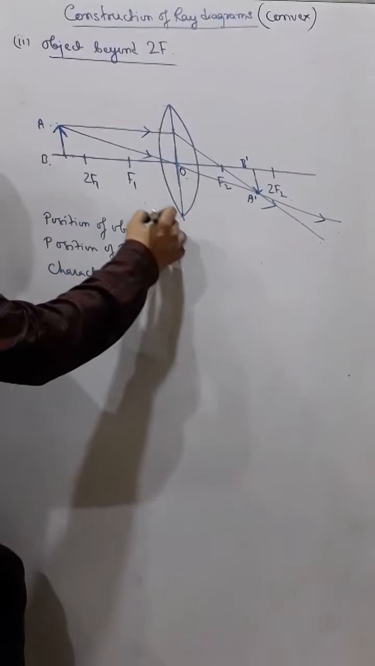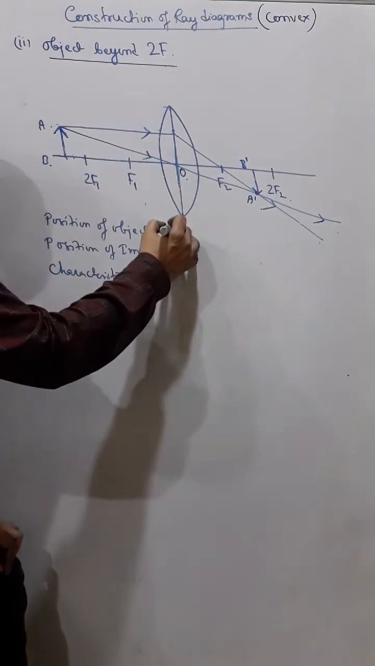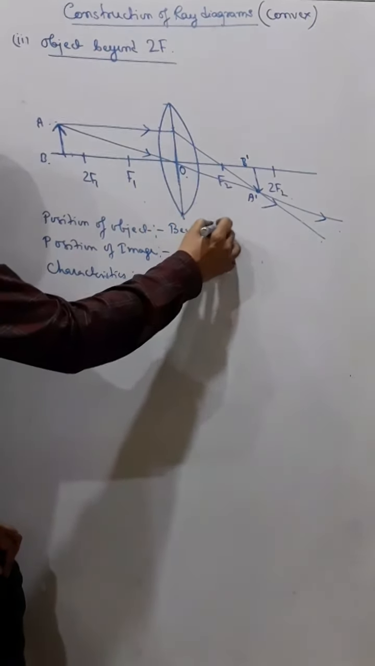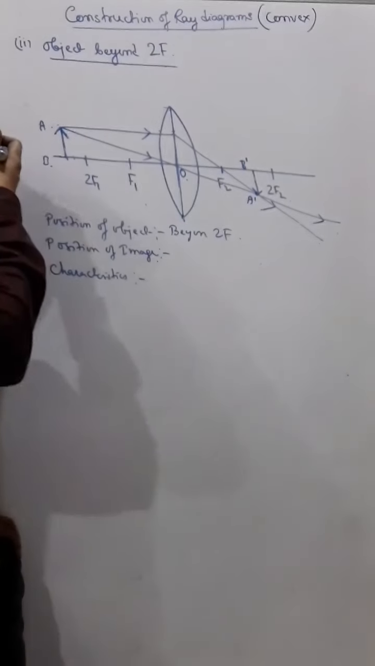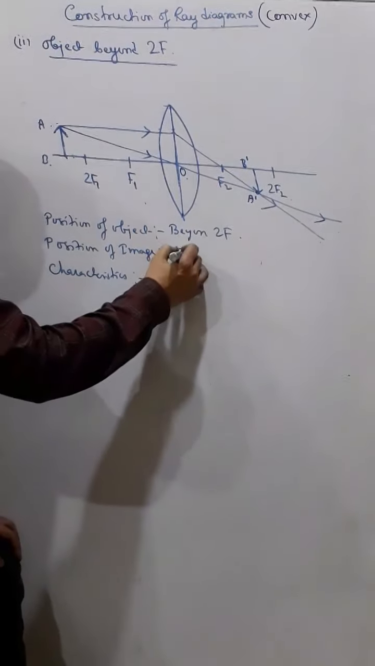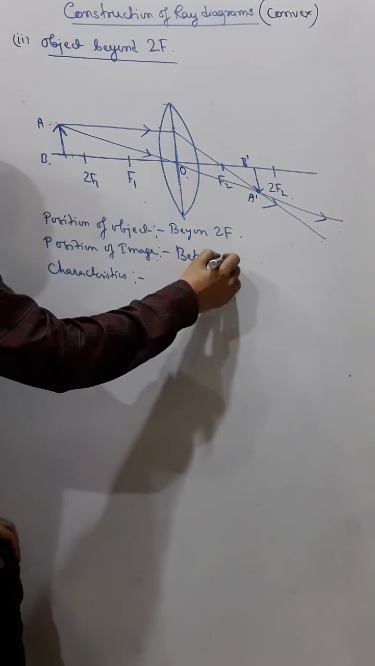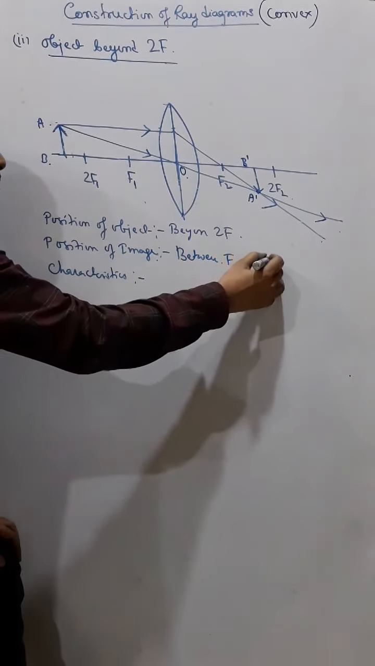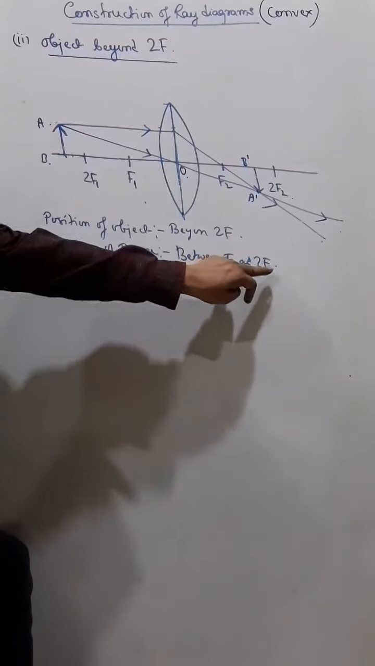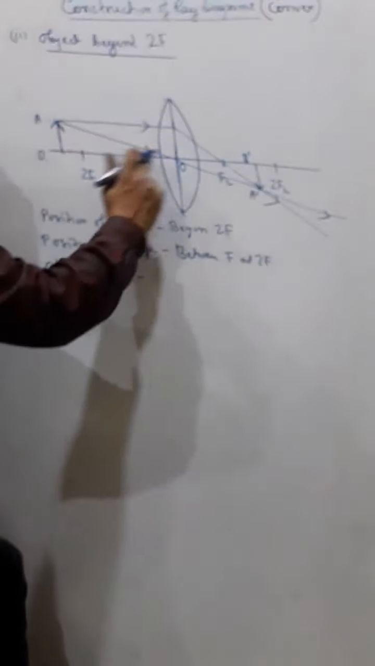So the position of the object, that will be given in your question, is beyond 2f. The position of the image is between f and 2f. In this case you don't have to write f1 and 2f1 or f2, because you can understand that the positions of f1 and f2 are always the same.